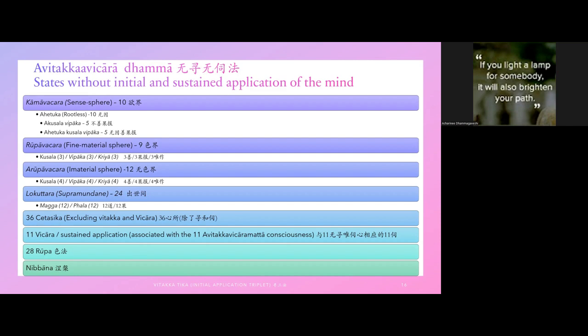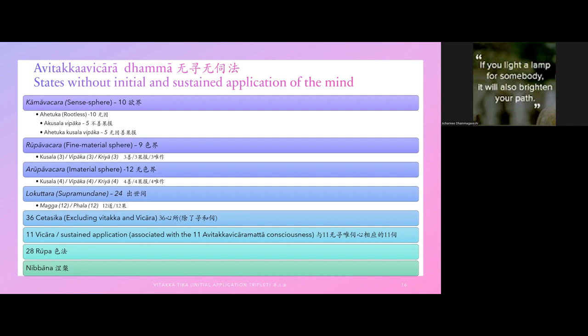Then under rūpāvacara, we get 9 consciousness. These are the 3rd, 4th and 5th jhana consciousness, kusala, vipaka and kriya. So we get 3 of each. That gives us 9. Arūpāvacara, all 12 arūpāvacara consciousness are classified here because they are 5th jhana consciousness.